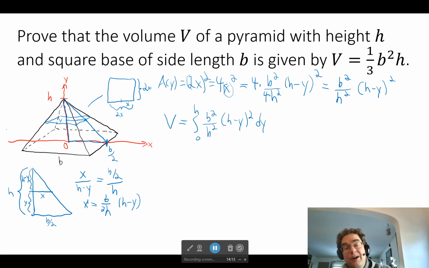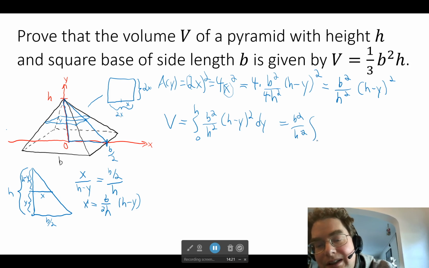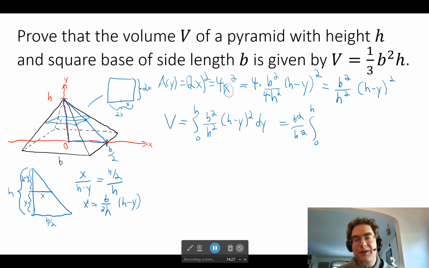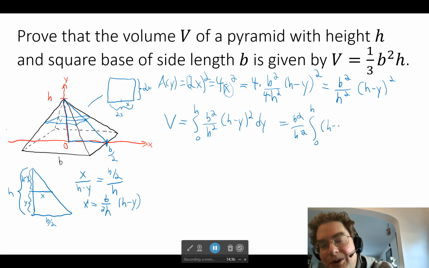Okay. Now we know that the b squared and the h squared can pull out. Maybe we'll do that as a preliminary step here. B squared over h squared, integral from 0 to h, because the variable of integration here is y, right? So everything else, even though we have letters representing those things, they're parameters, we consider them as constants here. The real variable, the actual variable here is y. That is what is changing.